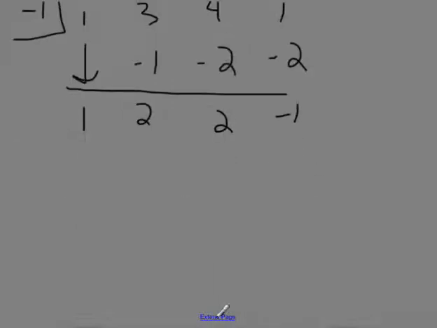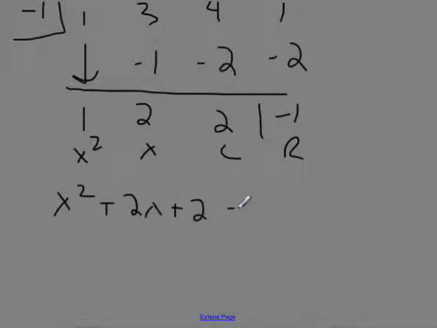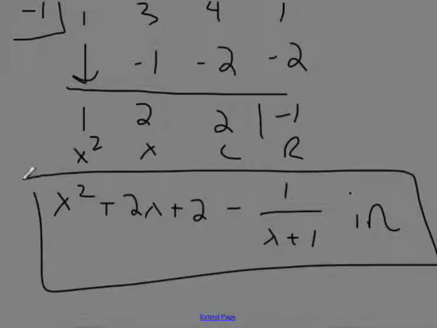So then when we write that out, here's our remainder, our constant, our x, and our x squared. So we end up getting x squared plus 2x plus 2 minus 1 over my remainder, so my divisor was x plus 1. So that's going to be the area for the length, and I noticed that it is in inches, so I'm going to write inches on there.